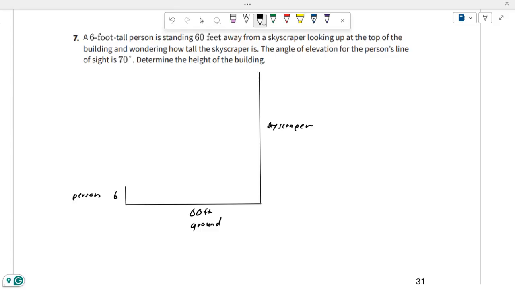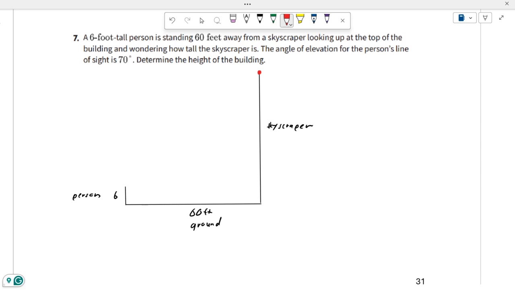All right, and this guy is looking up at the top of the building. The top of the building is here, and he's wondering how tall the skyscraper is. The angle of elevation for the person's line of sight is 70 degrees.